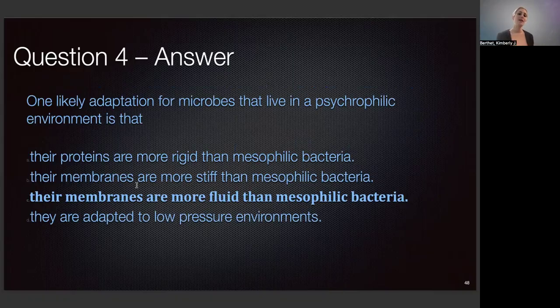So what needs to happen in these cold environments is that the membranes still need to be fluid, right? So we have to ensure that the membranes maintain that fluidity. So they would evolve to change their chain structure, their lipid membranes, in order to be more fluid. So maybe they have shorter chains, or maybe we have more unsaturated fatty acids that make them more fluid.